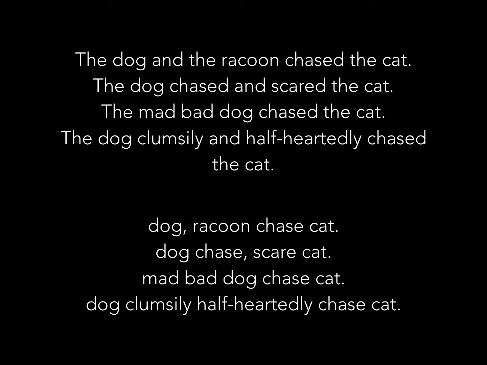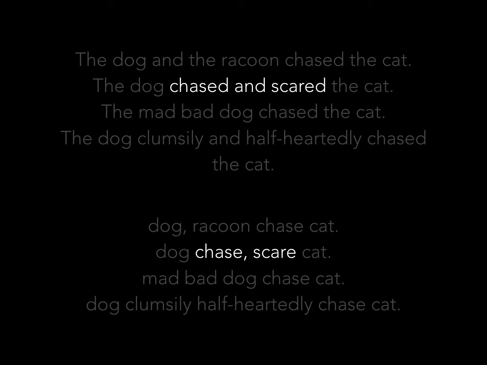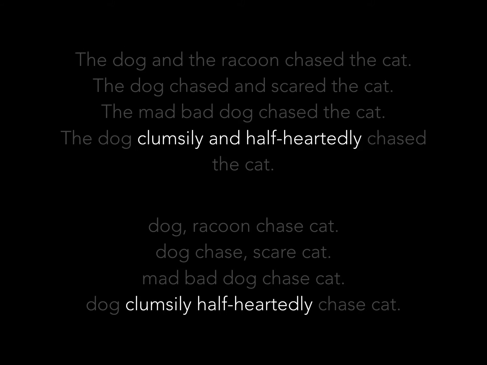Furthermore, multiple nouns, verbs, adjectives, or adverbs may occur in the same function. So for example, "dog" becomes "dog and raccoon," "chase" becomes "chase and scare," "mad" becomes "mad and bad," and "clumsily" becomes "clumsily and half-heartedly." Compound words such as "hot dog" must either be written as one word by using a dash or by using quotes.